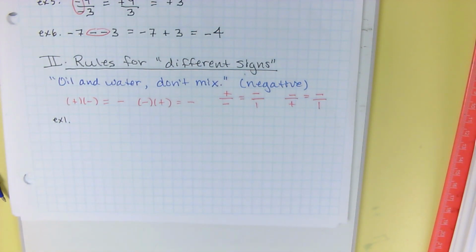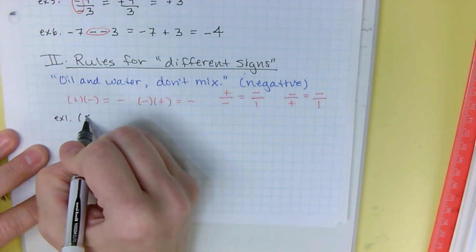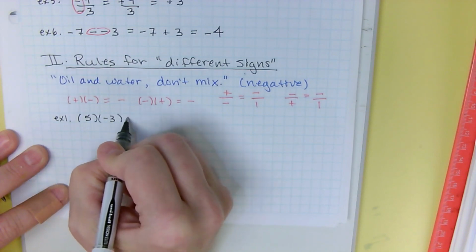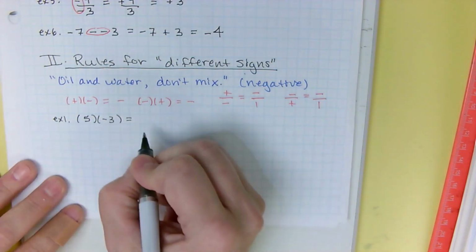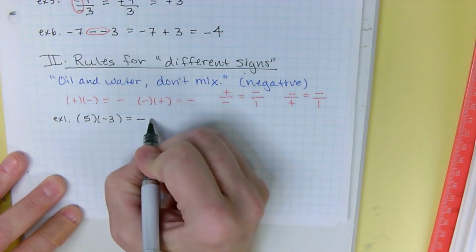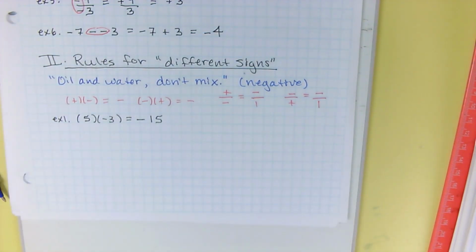All right, let's do an example. We're going to go 5 times a -3. Okay, just doing the signs, a positive times a negative. The signs are different. Oil and water don't mix. It's a negative. And then 15. 5 times 3 is 15.